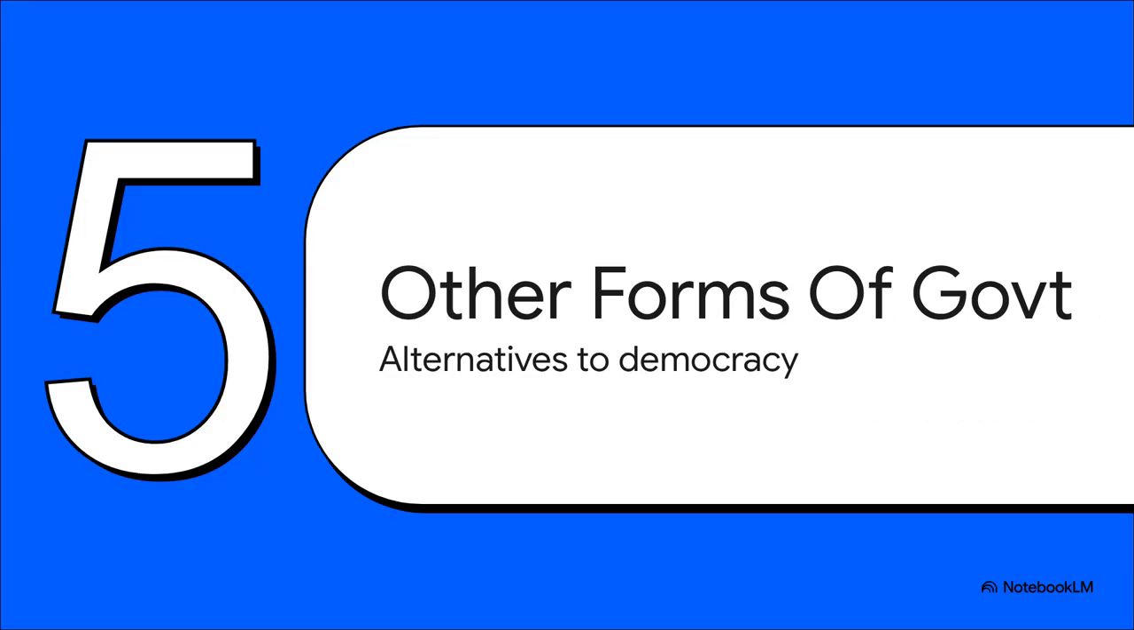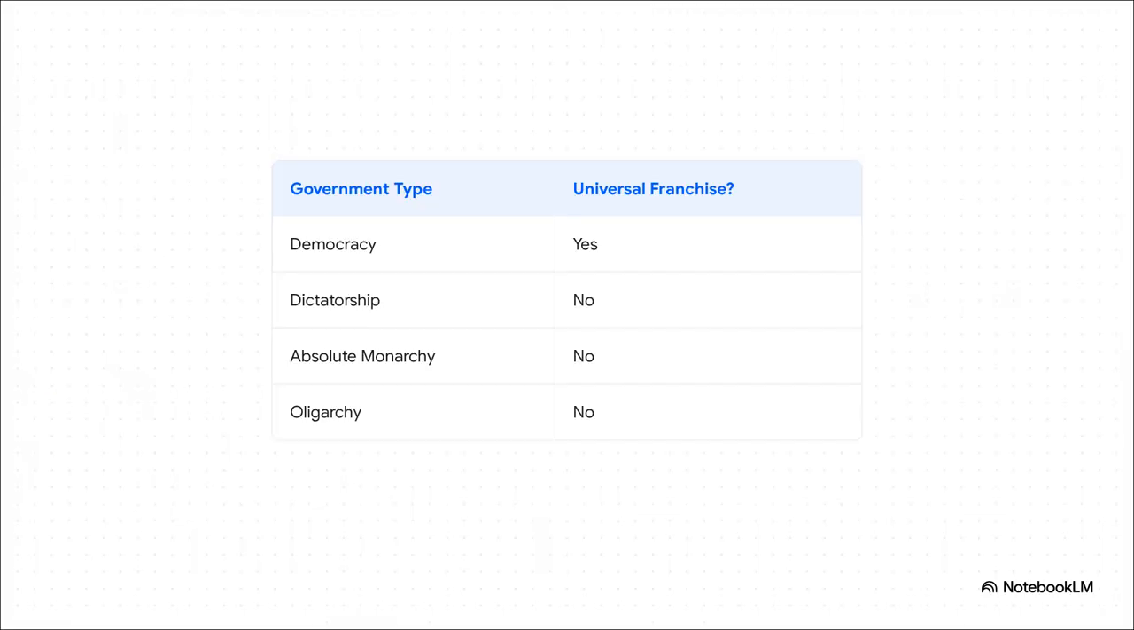Finally, Section 5, Other Forms of Government. So, while democracy is incredibly popular today, it is definitely not the only way countries govern themselves. There is a brilliant dividing line between these systems. On one side, democracy grants universal adult franchise, the right to vote. On the other side, we have dictatorships where one person holds absolute power, absolute monarchies where power is just inherited, and oligarchies where a tiny elite group rules. What do they all have in common? They all have a big no in the universal adult franchise column. They completely deny the general public a structural voice.